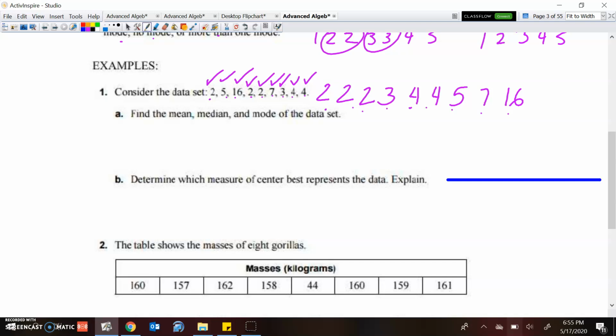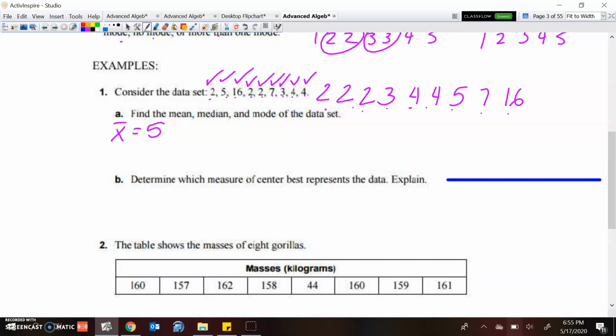All right, so the first one's the mean. I'm going to write it as X bar. So I'm going to add all of these up. I'm going to add 2 plus 2 plus 2 plus 3 plus 4 plus 4 plus 7 plus 5 plus 7 plus 16, all divided by 9, because I know there's 9 of them. And if I do that, I should get the answer of 5.